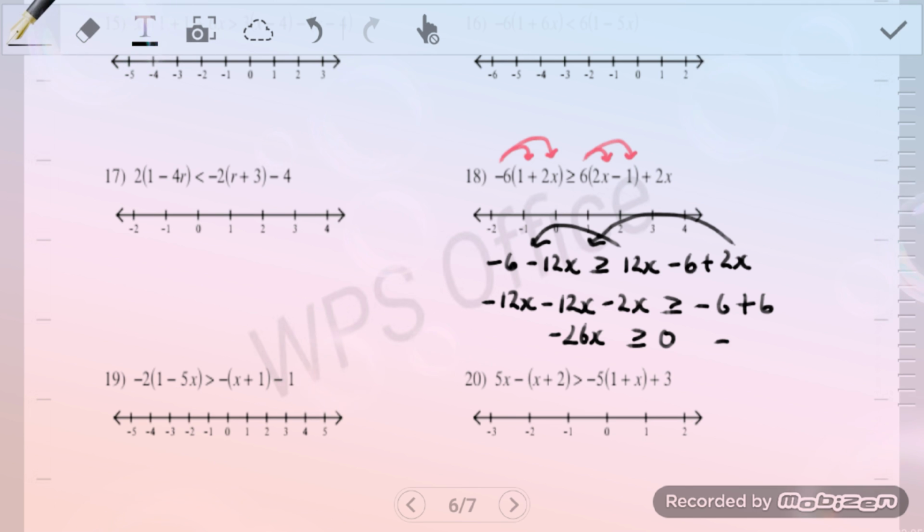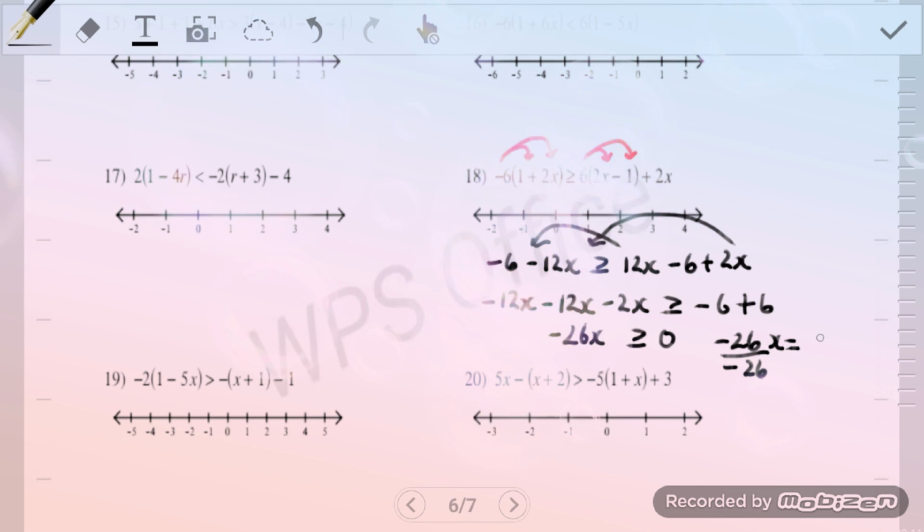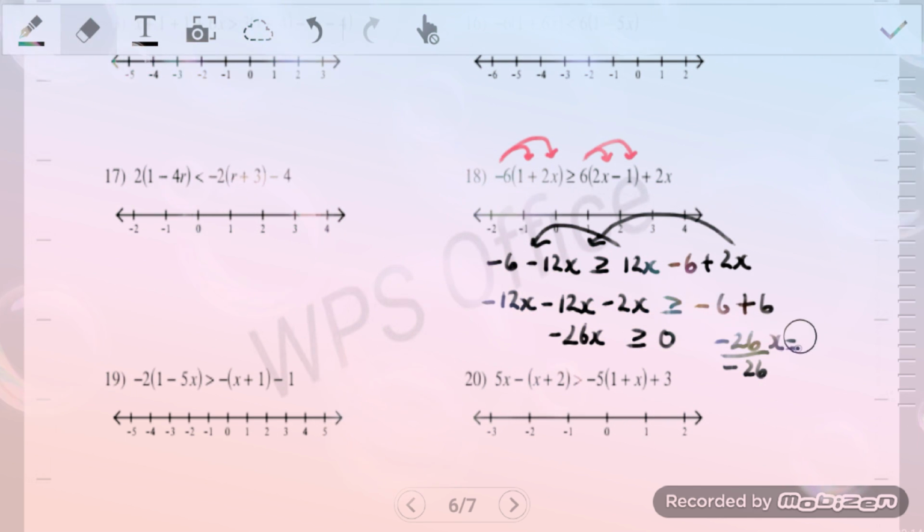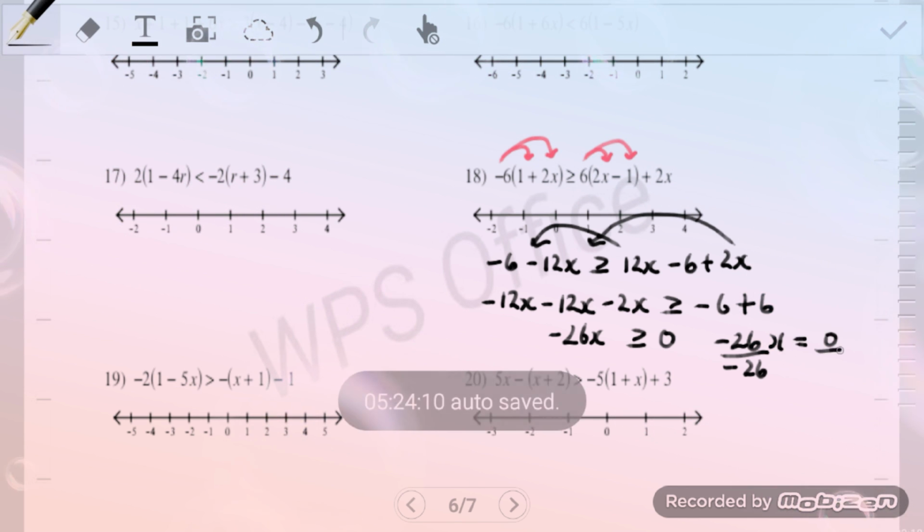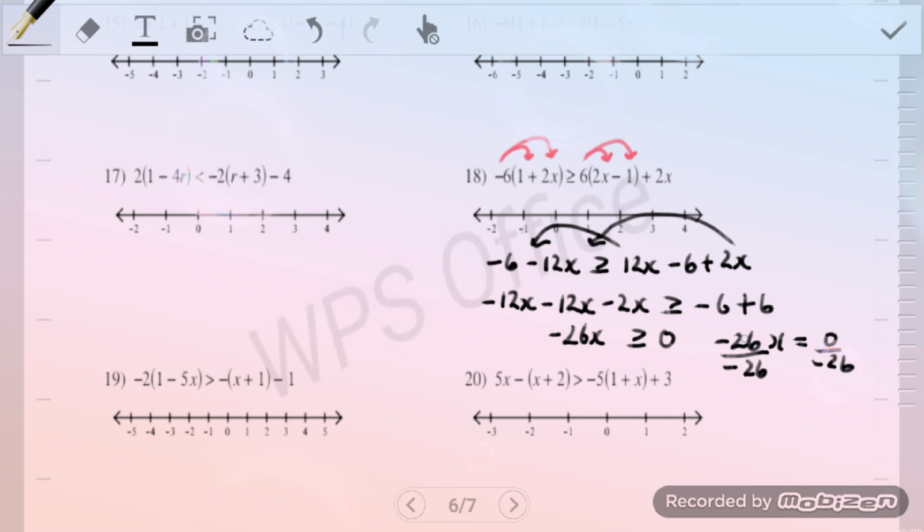So -26x divided by -26 is equal to 0 divided by -26. Cancel, cancel. And it's not equal, pardon me. Notice that I divided by a negative, so I have to reverse this sign to become less than or equal to. So now I end up with x being less than or equal to 0.